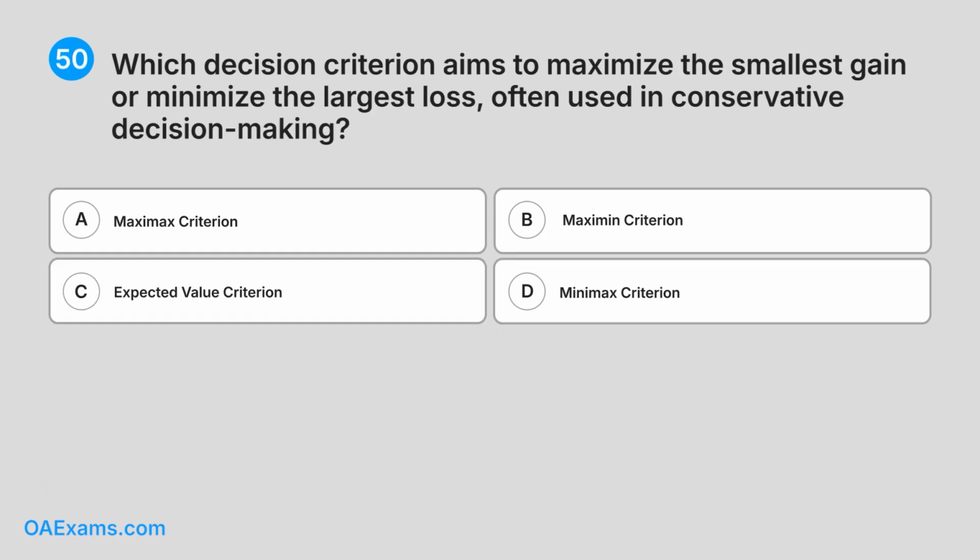50. Which decision criterion aims to maximize the smallest gain or minimize the largest loss, often used in conservative decision-making? A. Maximax criterion. B. Maximin criterion. C. Expected value criterion. D. Minimax criterion. Can you guess the answer?